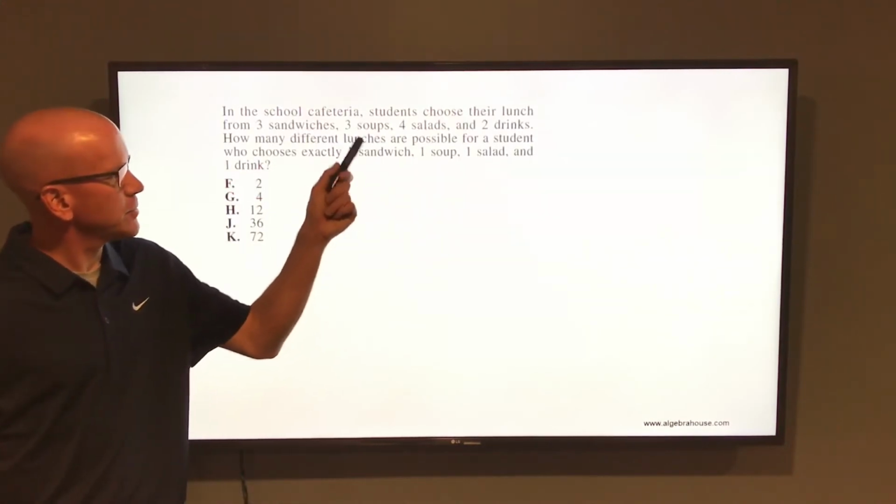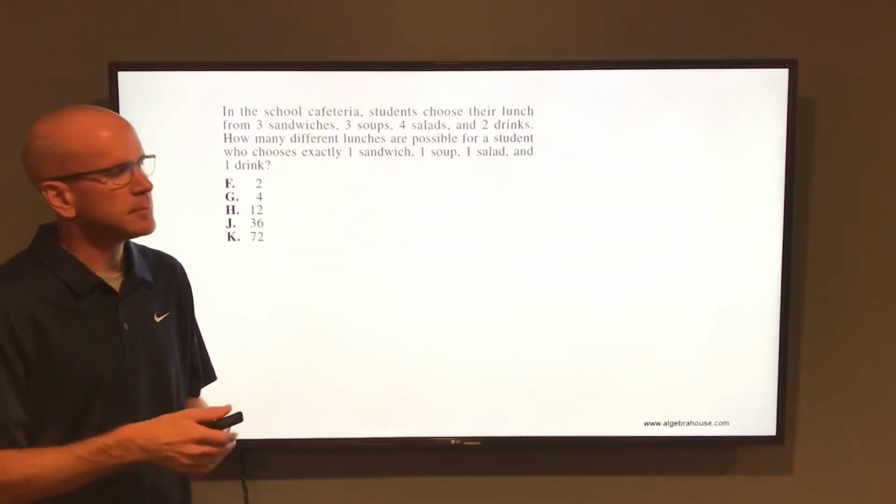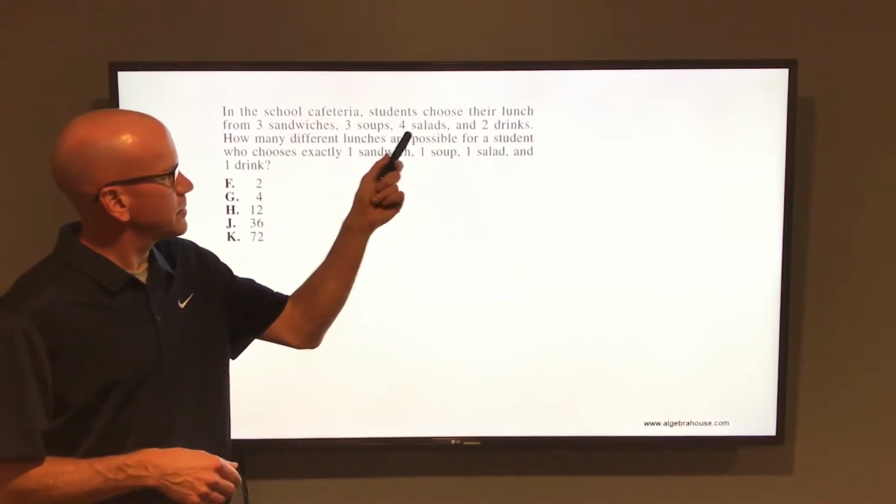In the school cafeteria, students choose their lunch from 3 sandwiches, 3 soups, 4 salads, and 2 drinks.